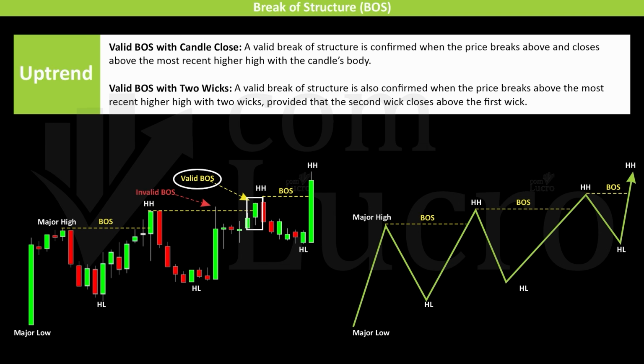A valid break of structure is confirmed when the price not only breaks, but also closes above the most recent higher high with the candle's body. This validation holds even if the price retraces downwards immediately after the break. In such instances, the market establishes a new major high and major low, defining a new trading range.